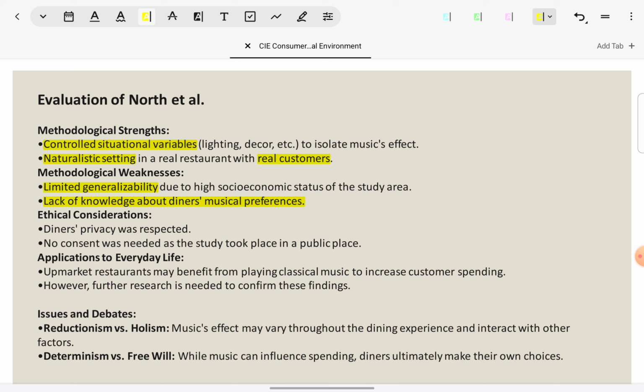When it comes to ethical considerations in the study, diners' privacy was respected, which is again little rare in a field experiment. So it's a very big plus. They just looked at the bills or the spend of the consumers. They did not try to watch how the consumers were eating or how they were interacting with their families. There were no cameras on the consumers. They were not being recorded in any way.